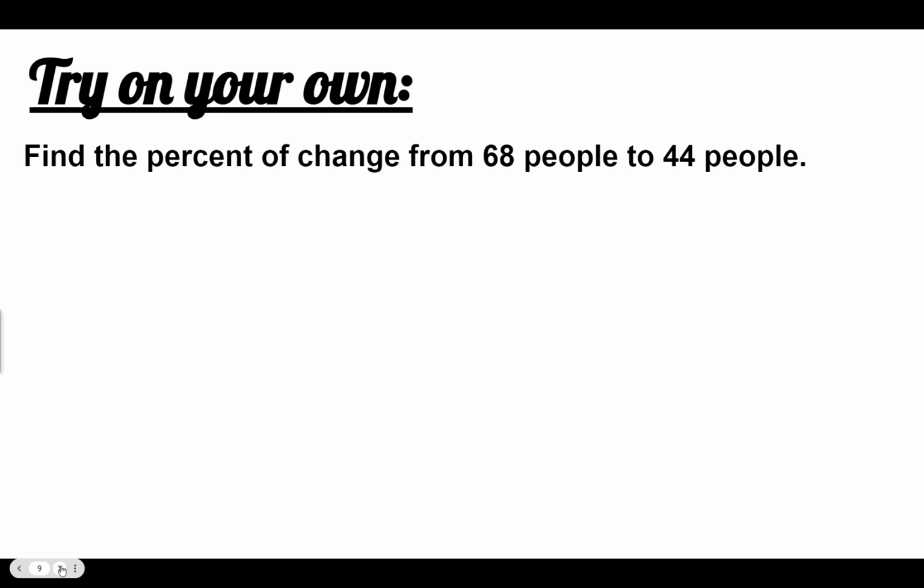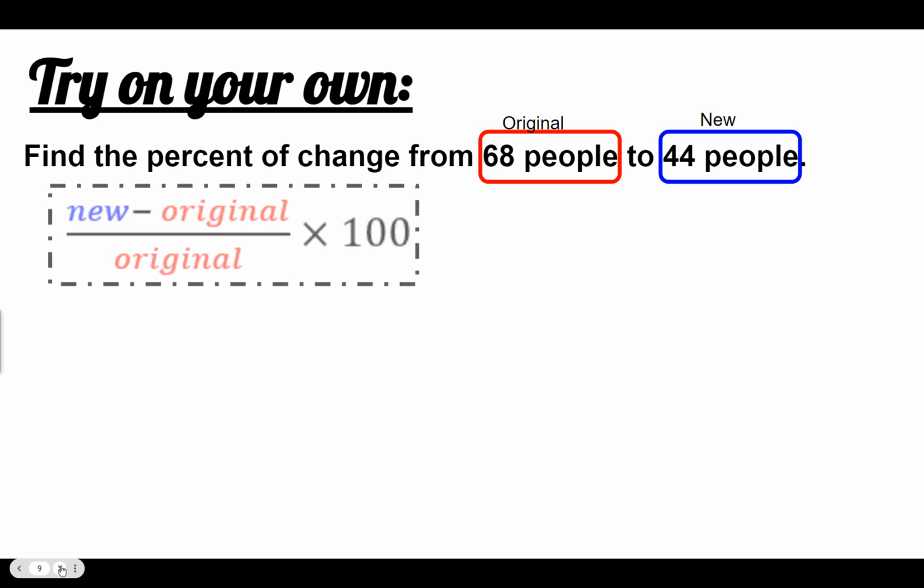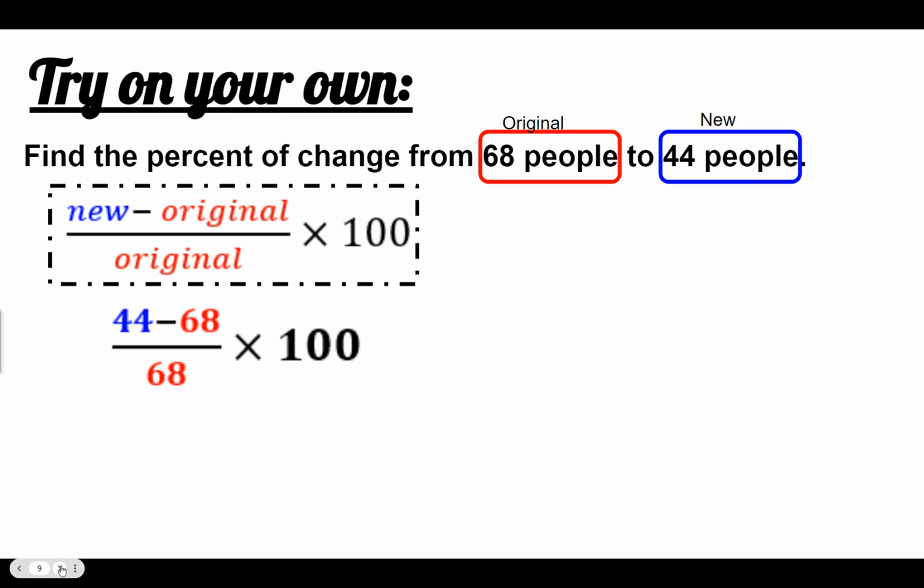Now I'm going to go through and label. My original amount is 68 people because that's where I started from. And 44 people is my new amount because that's where I'm going to. Okay, so I'm going to write down my formula. New minus original over original times 100. I'm going to fill in my numbers. So 44 minus 68 over 68 times 100.